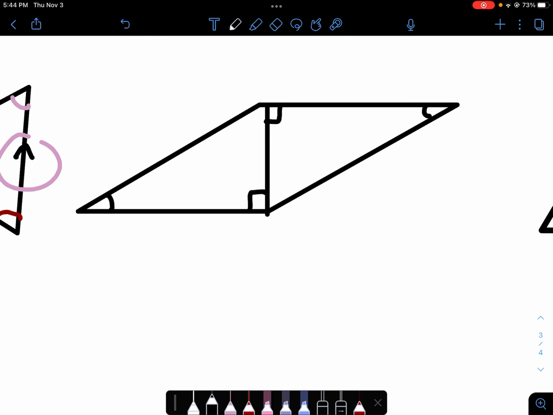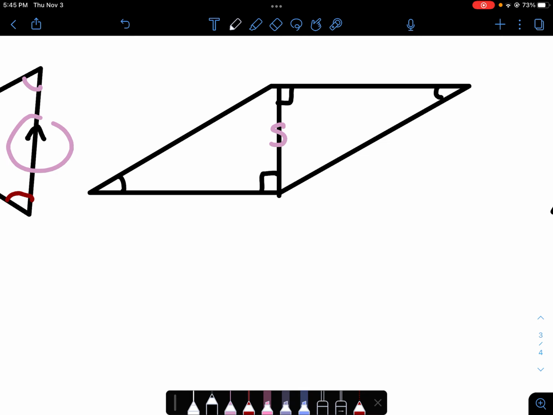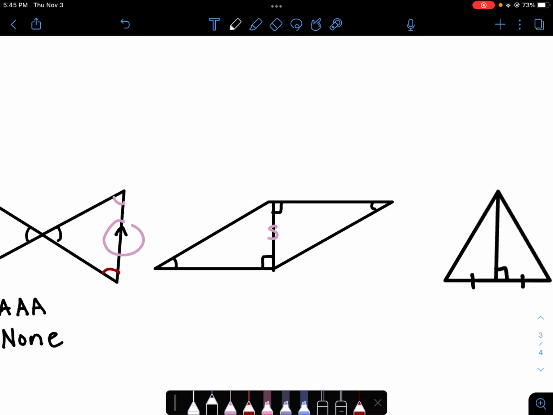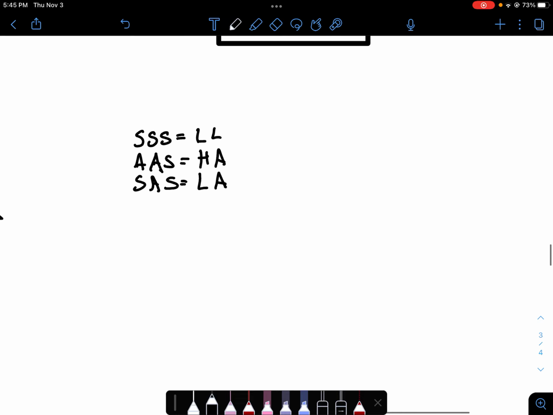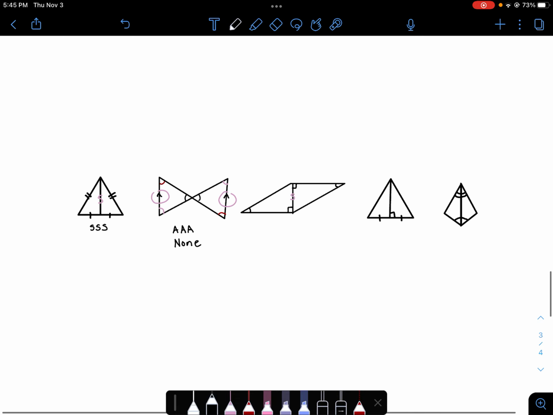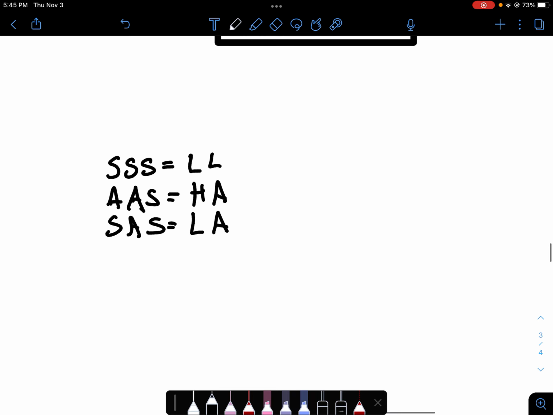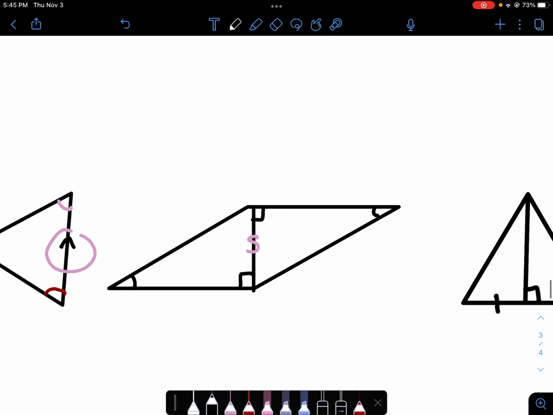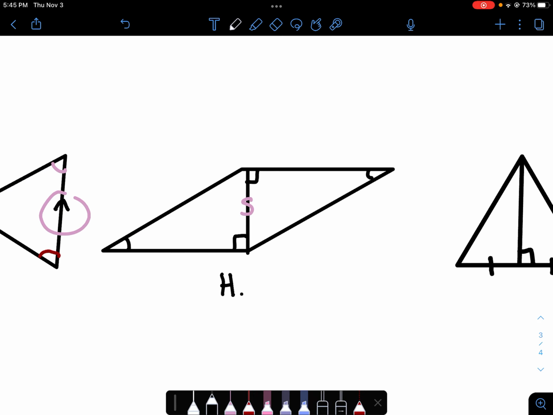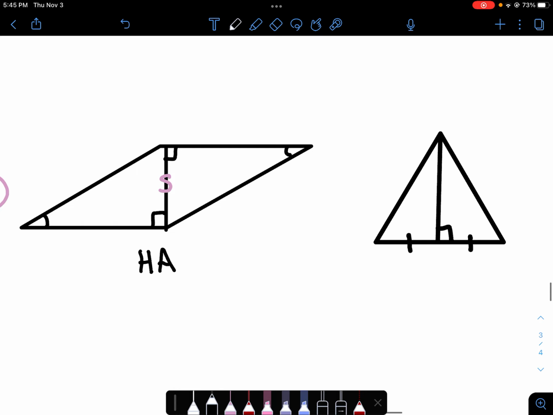So for this one, we have our shared common side again, and that's all we know. So we have two angles. Seeing that it's a right triangle, we're going to use the right triangle congruency rules. So let's go back up here and let's see what it is. First, let's determine what it is. We have angle, angle, side. So what does that translate to? It translates to hypotenuse, angle. So we're going to call it hypotenuse angle.